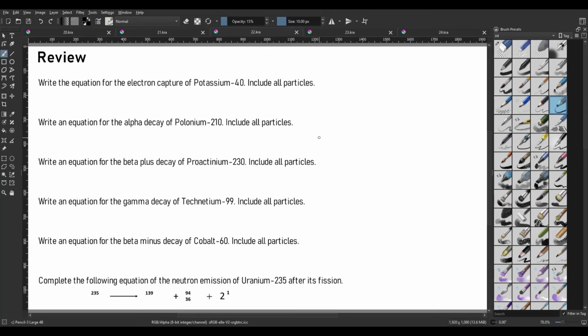So now we've got some reviews for our nuclear equations. Make sure we understand nuclear decay on a singular basis. We've got 6 questions here. And it says to include all particles and the ones where it's necessary. So that means we're going to include all the neutrinos, antineutrinos, gamma rays, X-rays, whatever it might be. So we're going to go ahead and start with the first one, the electron capture of potassium-40.